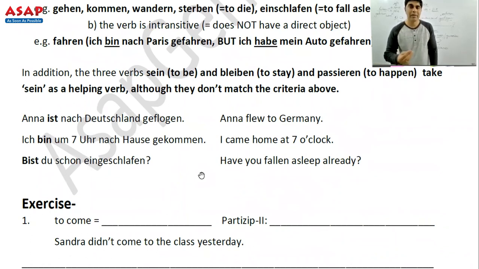Don't tell me one word. Come on, I'm asking you the full sentence. So what is it, haben or sein? I got up at 7 o'clock. Haben or sein? Don't translate it. Tell me just whether you will use haben or sein. I got up at 7 o'clock.